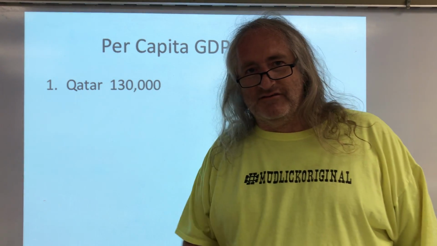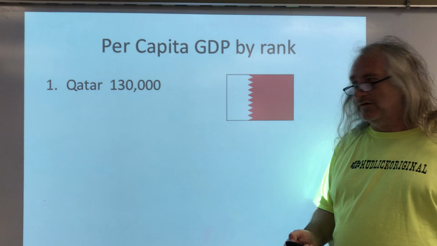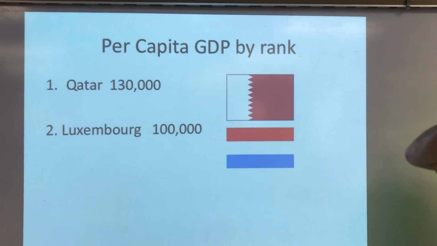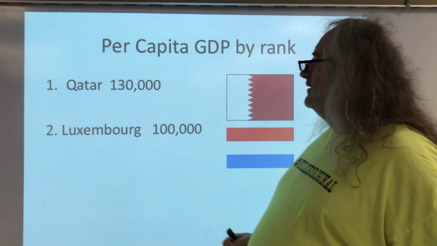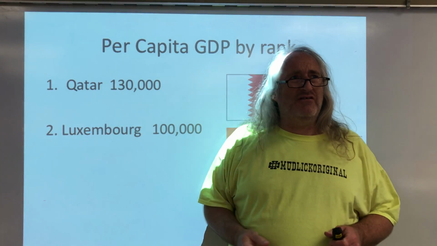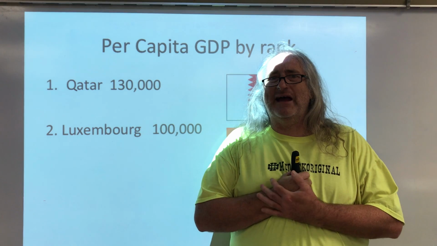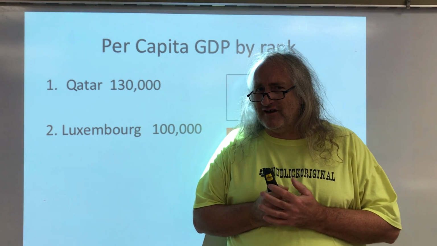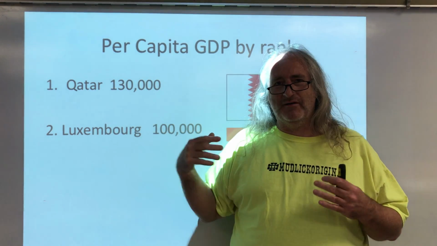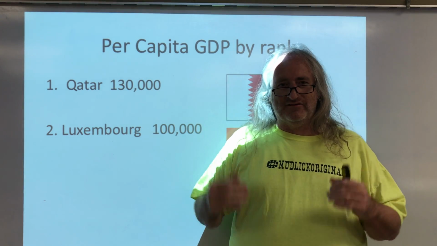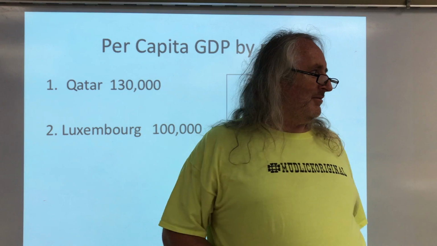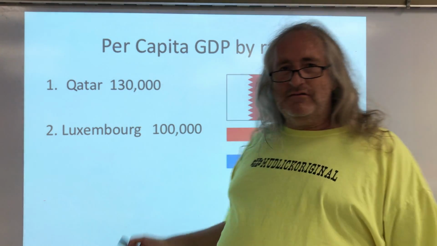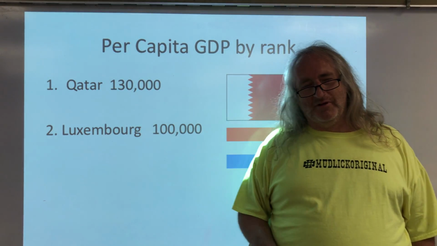Number two, what do you think it is? Wrong. Luxembourg at $100,000 per capita GDP. Best I recall, it seems like Luxembourg was big into banking, possibly insurance. I can't remember exactly what made them such a high GDP per capita. But once again, their GDP isn't astronomical, but there's not a whole lot of people there, so per capita. And just to get a feel, you think I'm going to throw number three up here, but I'm not.